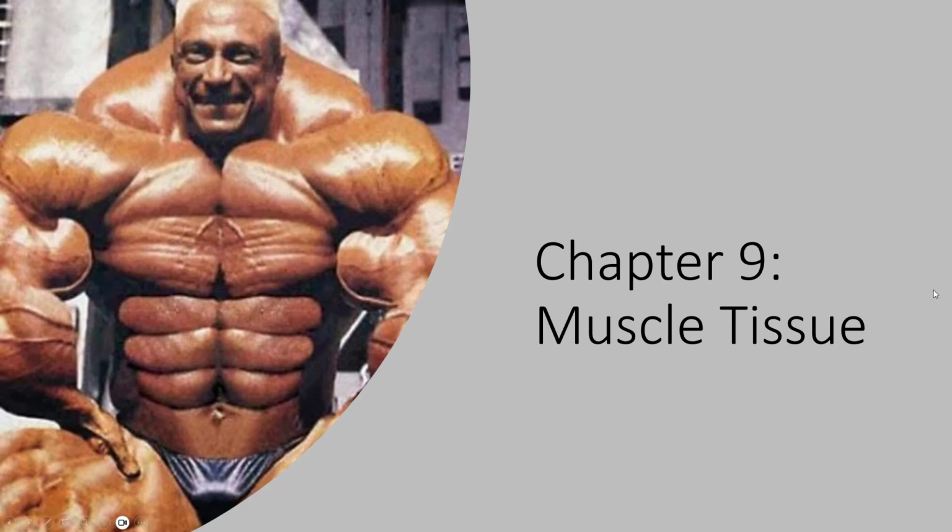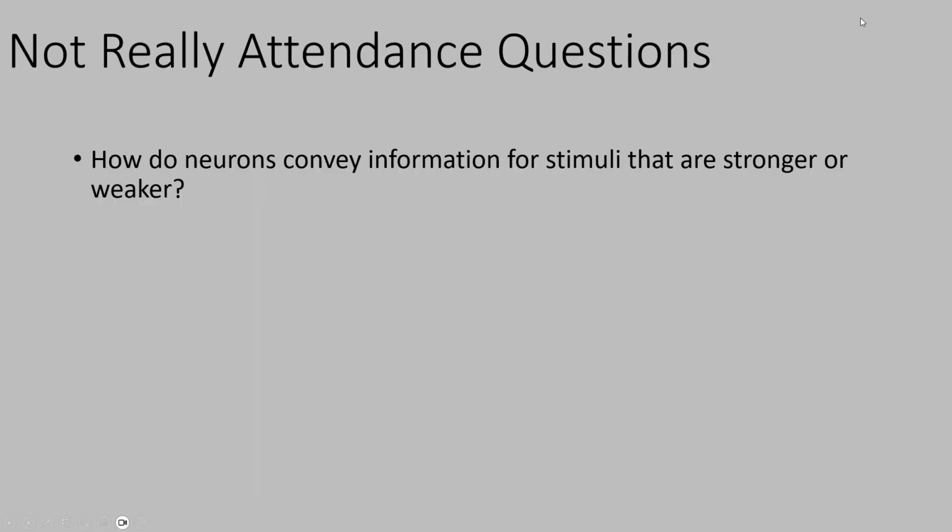So, as always, let's go ahead and begin with our not really attendance questions. Just one today. How do neurons convey information for stimuli that are stronger or weaker? All right, hopefully you've paused the video and answered that question, or maybe you already knew the answer and didn't even have to pause, but let's see.